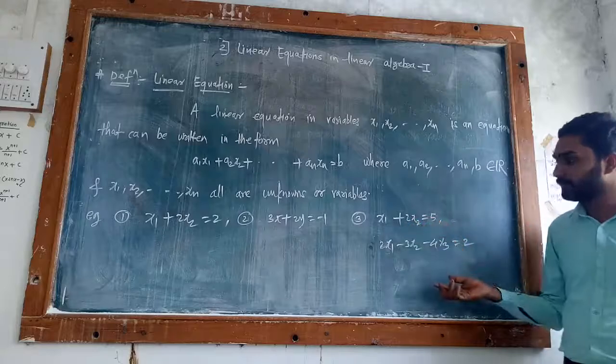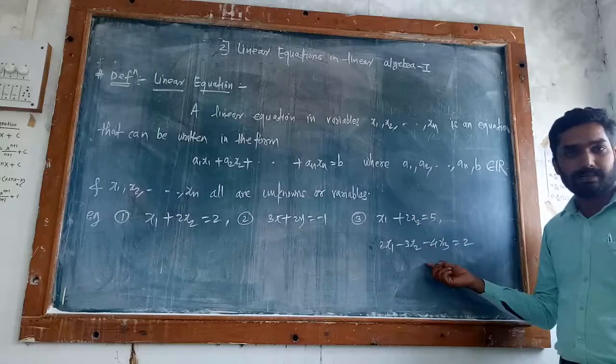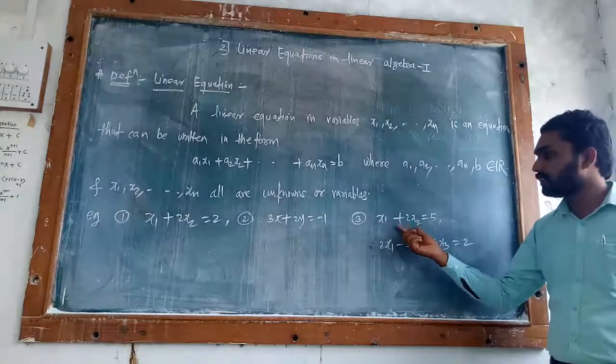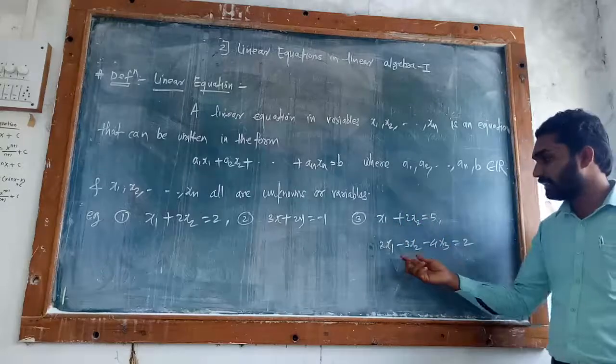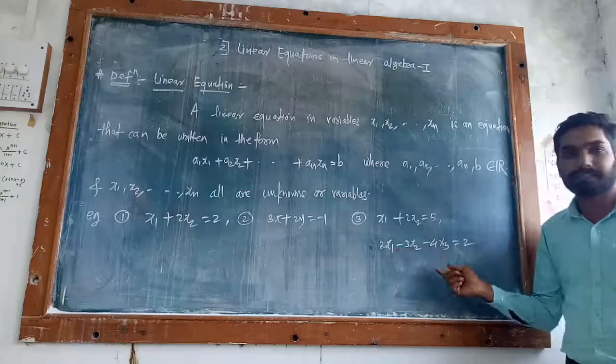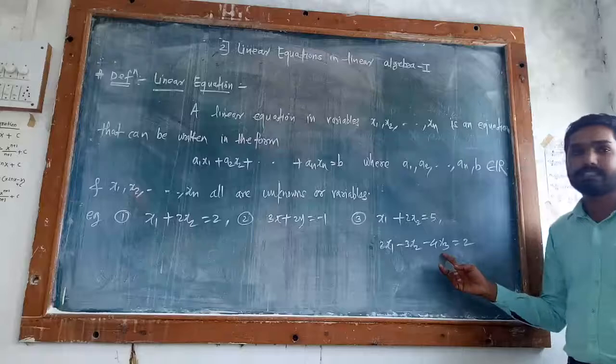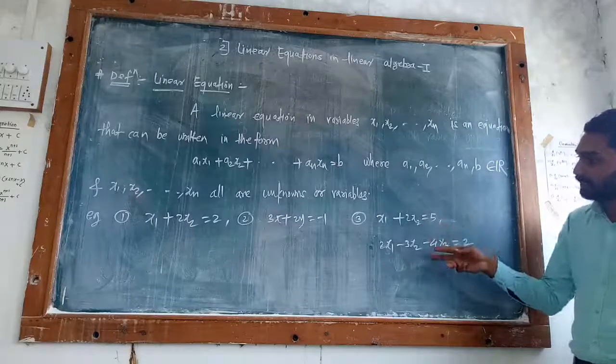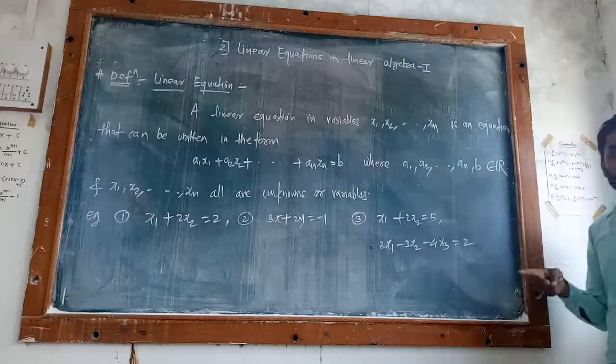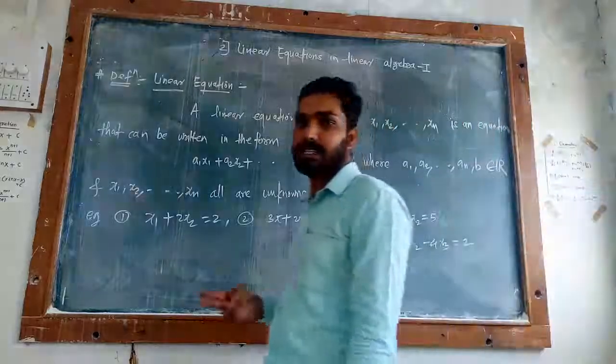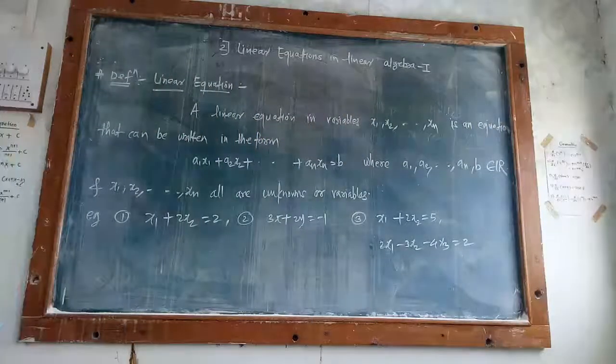In the third example there are two linear equations. In the first equation there are two variables, x1 and x2, and in the second equation there are three variables, x1, x2 and x3. So in the third example there are two linear equations, right?